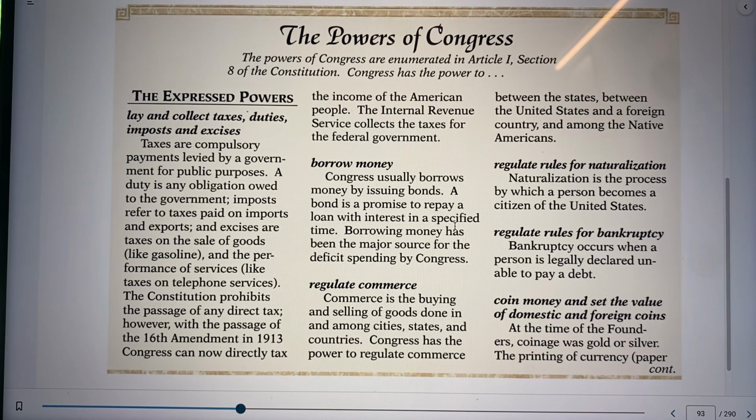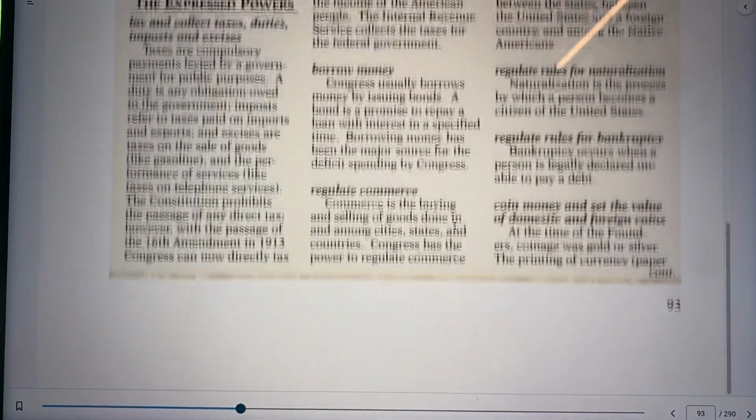Number 2, regulating commerce. A buyer or seller of goods among the states and cities and countries. Congress can regulate commerce between the states and between cities and between countries. And this is a power of Congress to regulate these, and even among Native Americans also. So just regulating commerce we have there.